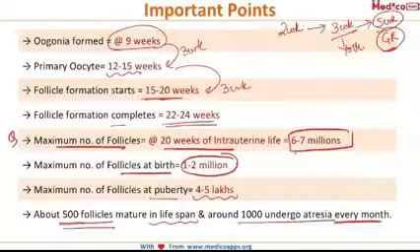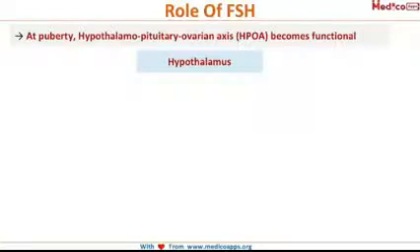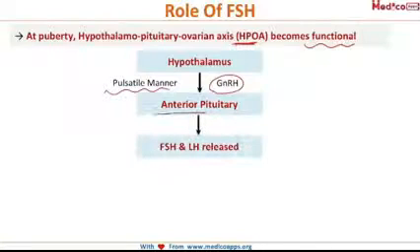Now having said this, let's move on to the hormonal interactions. As I told you, at puberty the hypothalamo-pituitary ovarian axis, that is the HPO axis, becomes functional. And the hypothalamus releases gonadotropin releasing hormone in a pulsatile fashion. This acts on the anterior pituitary, from where the FSH and LH are released. And the target organs of this FSH and LH are the ovaries, the gonads.